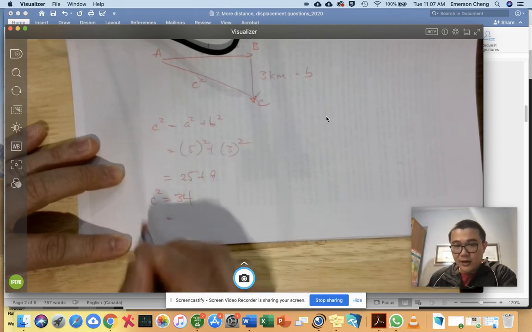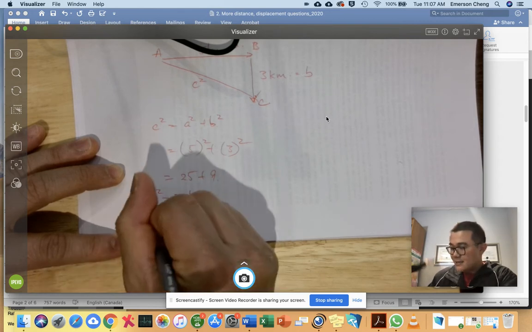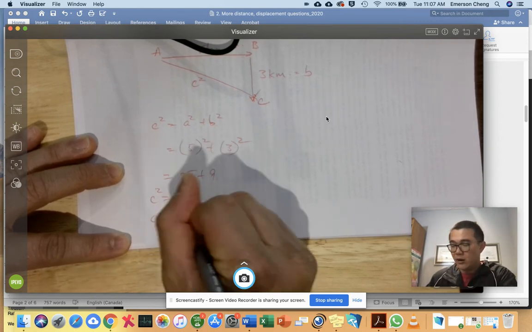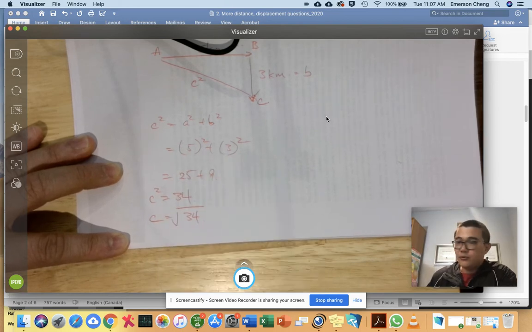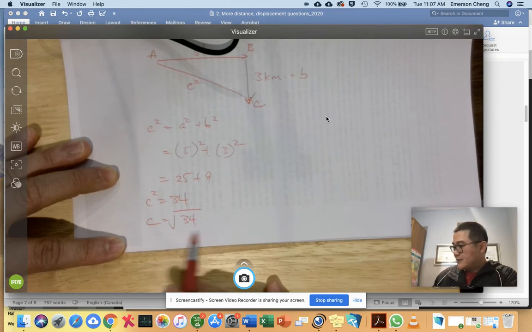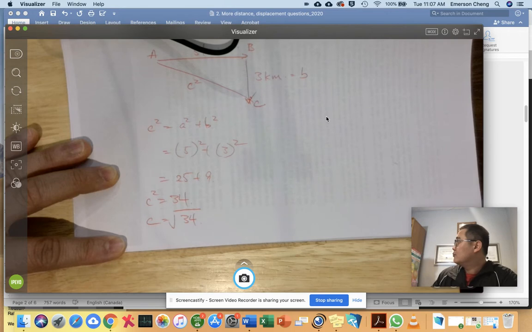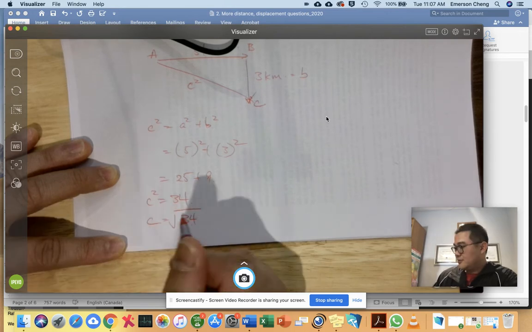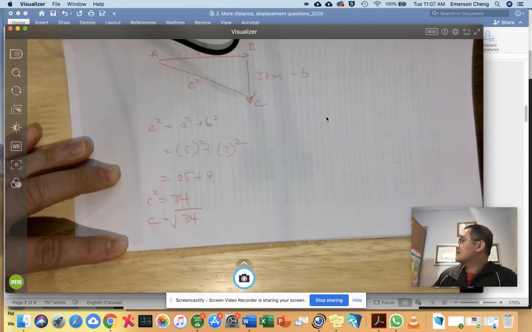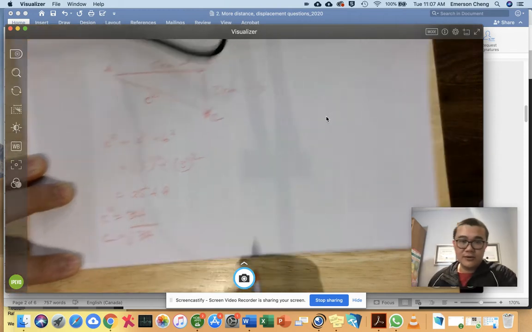So anyways, C squared is 34, but C is not 34. C will be the square root of 34. Square root, by the way, means I have this number and I'm trying to find what number times itself will give you 34. Just like 6 times 6 is 36, and 3 times 3 is 9. So the square root of 36 is 6, and the square root of 9 is 3. Okay?